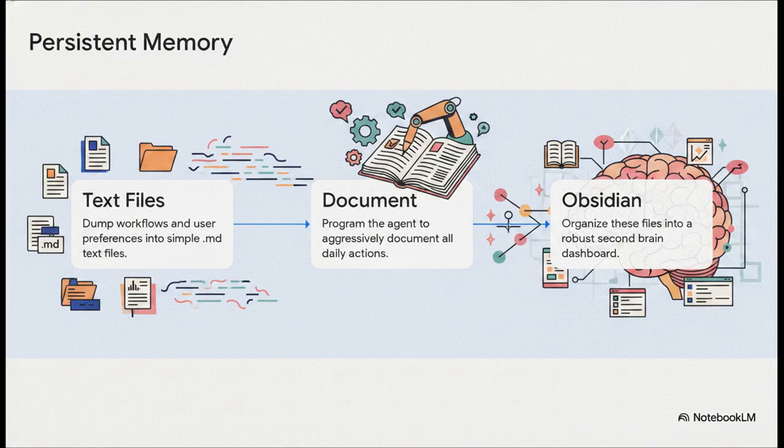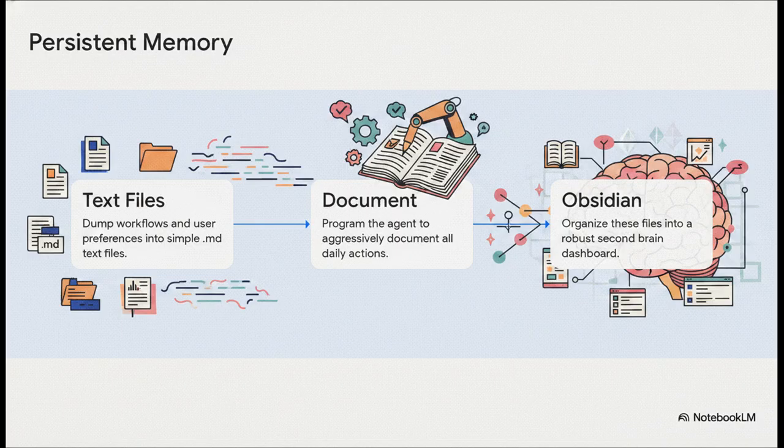Now, what about the agent's memory? To give it persistent memory, we really don't need to deploy some massively complex database. We can rely on a remarkably straightforward text file system. Here's how it works. First, you just create simple markdown files. You know, the ones ending in .md. Inside those, you just write out your specific workflows, your professional persona, and your preferences in plain, everyday English. The agent reads these files so it knows exactly who you are.